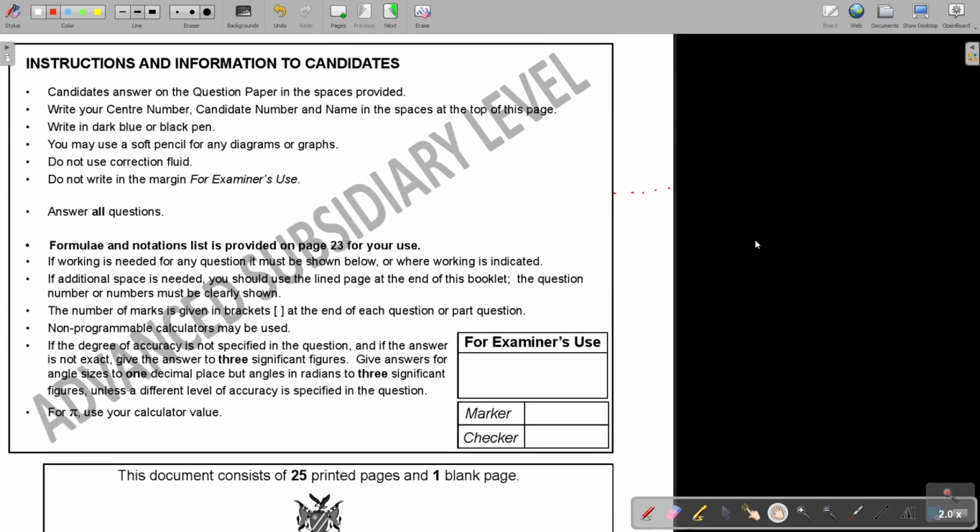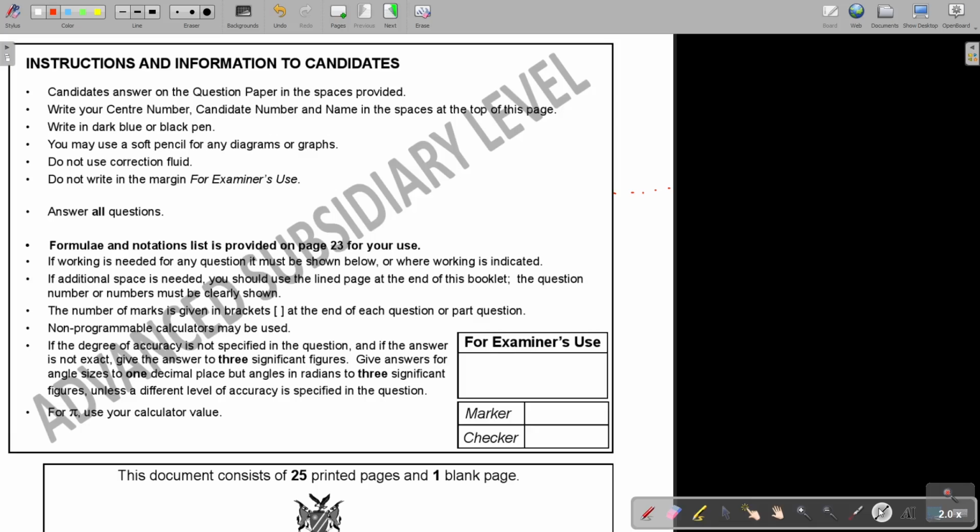Okay, we go on. A formula and notation list is provided on page 23 for your use. So they help you a little bit in AS level with the formulas. So if you cannot recall or you just want to make double sure, go to the formula list. If working is needed for any question, it must be shown below or where working is indicated. Okay, so in the space under the question.